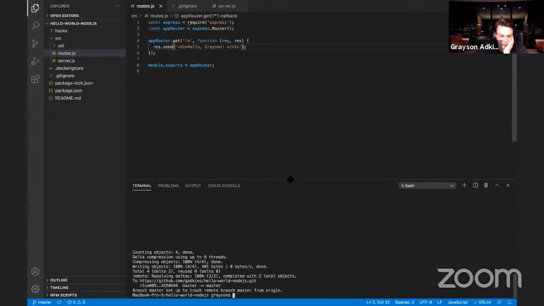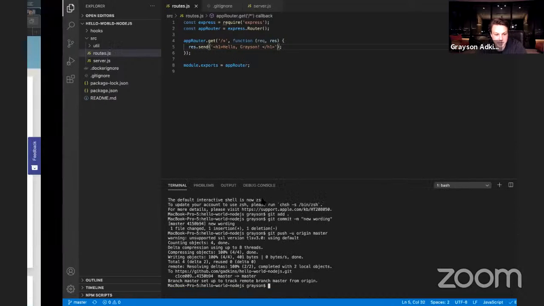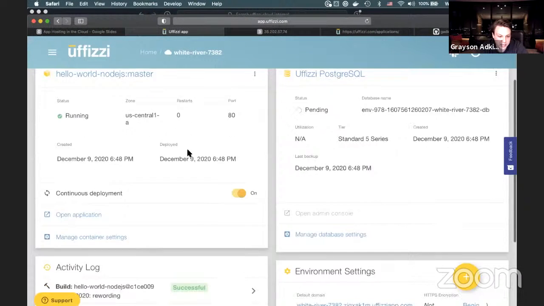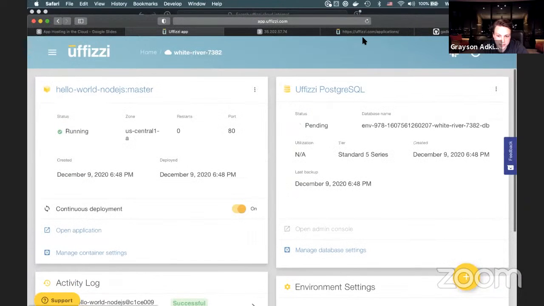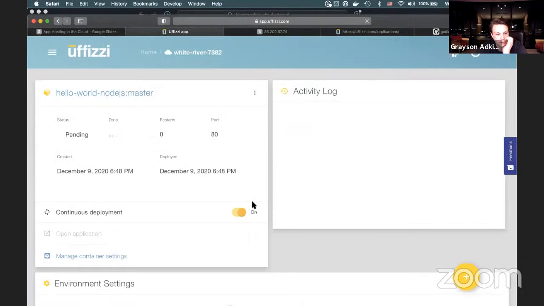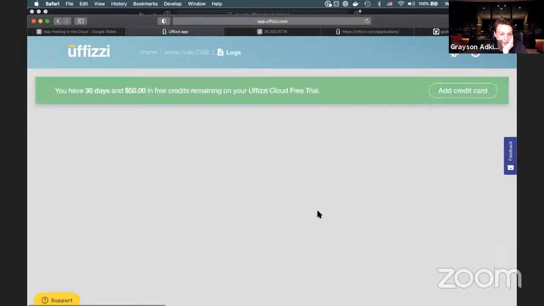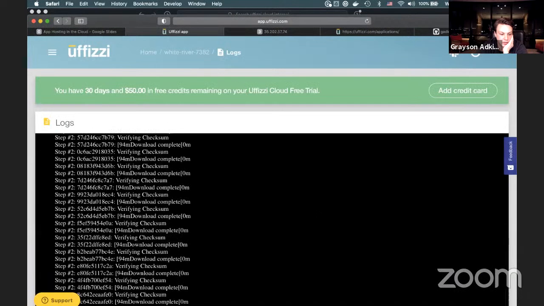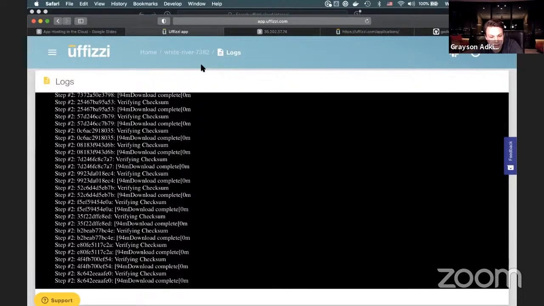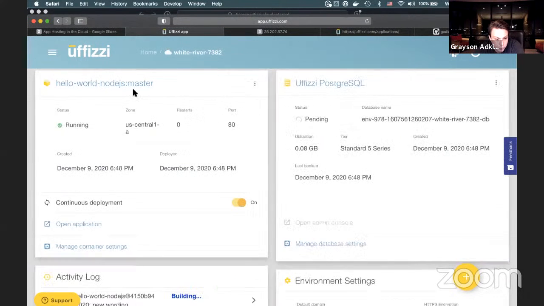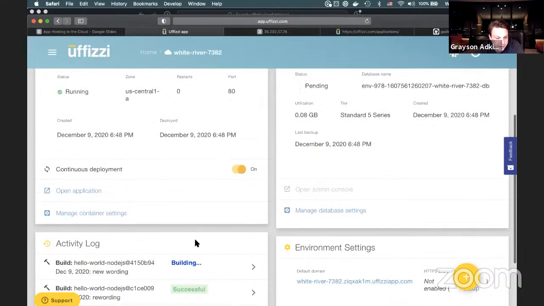So there we go. My branch has been updated. If I switch over here to Uffizzi, you will see in a second the build process happening. There we go. You can see that it's building again. I can see Uffizzi is checking the repo, rebuilding the image, and it will redeploy that in a second. Once that's done, you'll see hello Grayson.